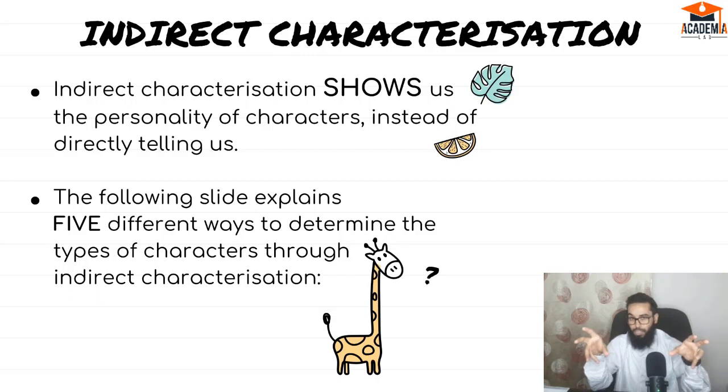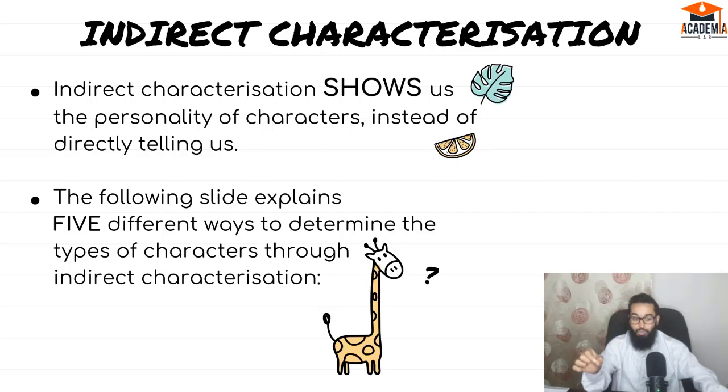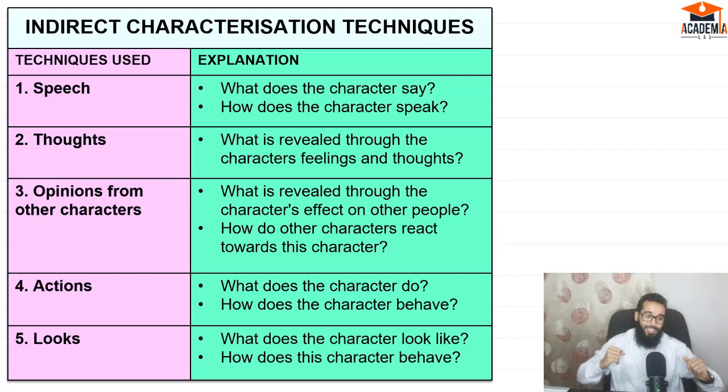He explains, he portrays, he conveys the personality of the characters instead of directly telling us. He doesn't directly tell us, but he shows us, right? The following slide explains 5 different ways to determine the types of characters through indirect characterization. So let's go through these to understand the 5 types of characterization. Direct characterization is very simple to understand, but indirect characterization is based on these 5 different types.